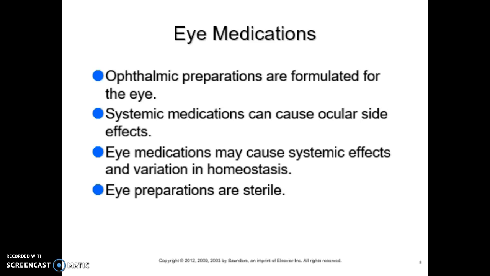So eye medications. What is an ophthalmic preparation? It's a medication specifically formulated for use in the eye. We also see some side effects caused by these systemic medications. They might be altered color vision, blurred vision, or yellow. There's like a yellow color to the vision, and the yellow color usually comes from the opiates.